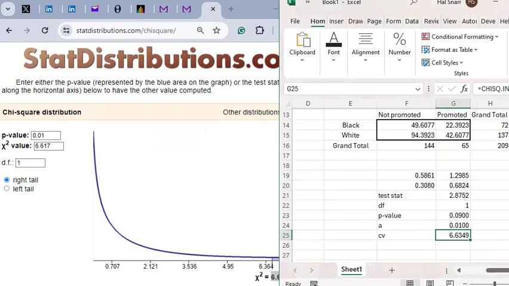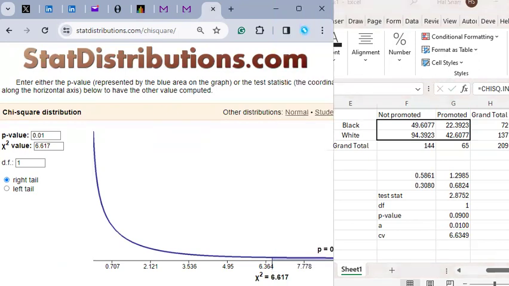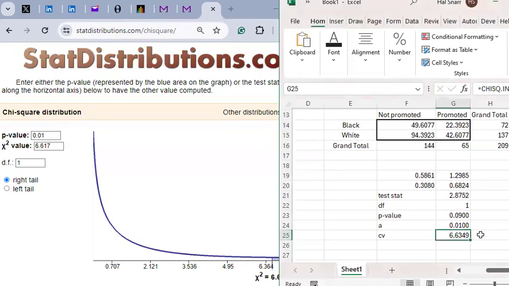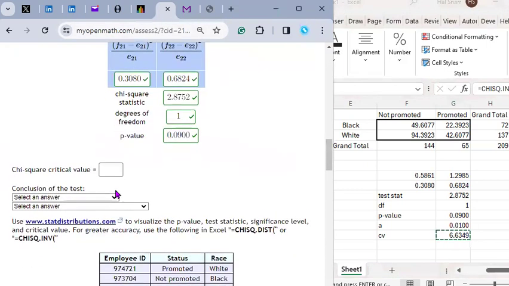So sometimes statdistributions.com is a little off, right? It's a little off here. So we're going to use the value from Excel for the critical value.